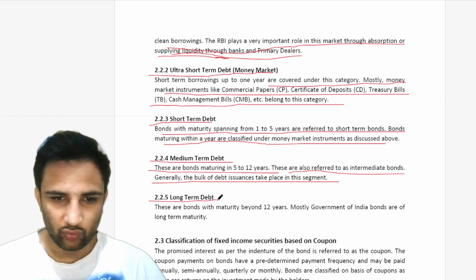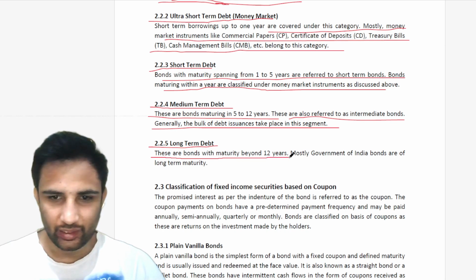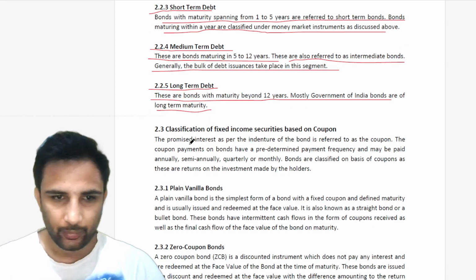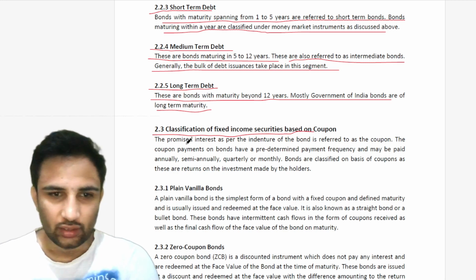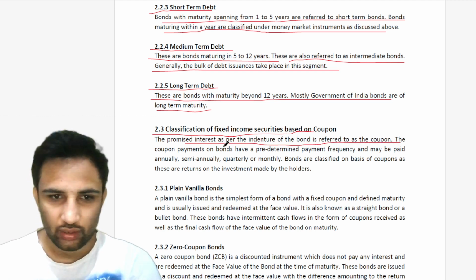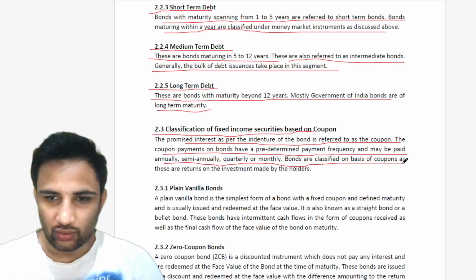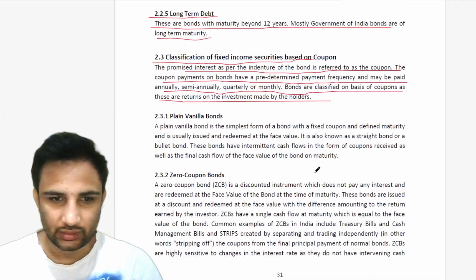Chapter 2.2.5 Long-term debt. These are bonds with maturity beyond 12 years. Mostly Government of India bonds are of long-term maturity. Chapter 2.3 Classification of fixed income securities based on coupon. The promised interest as per the indenture of the bond is referred to as the coupon. The coupon payments on bonds have a predetermined payment frequency and may be paid annually, semi-annually, quarterly, or monthly. Bonds are classified on the basis of coupons as these are returns on the investments made by the holders.